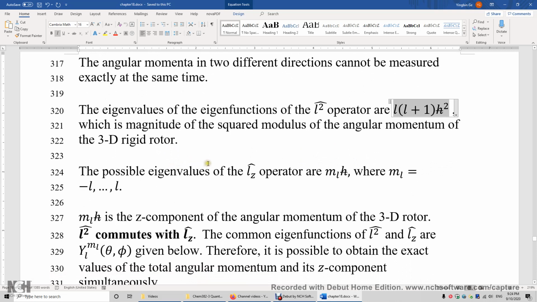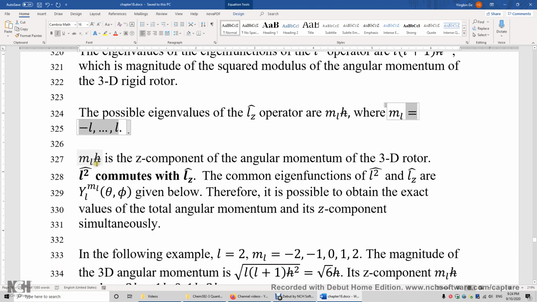We can also find eigenvalues for the Lz operator. It's just m sub L times h bar. This m sub L is from negative L to positive L. There are a total of 2L plus 1 possible values here. M sub L times h bar is the z component of the three-dimensional angular momentum operator, and we can prove this L squared commutes with Lz. So that means we can determine L squared and Lz exactly and simultaneously.